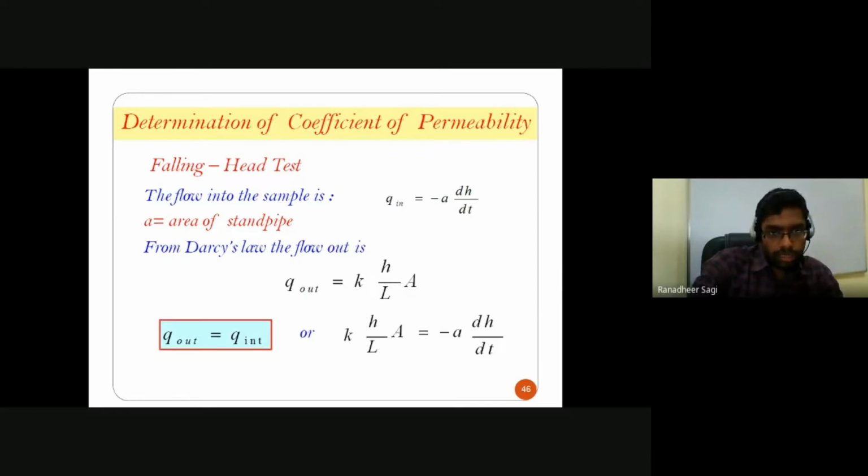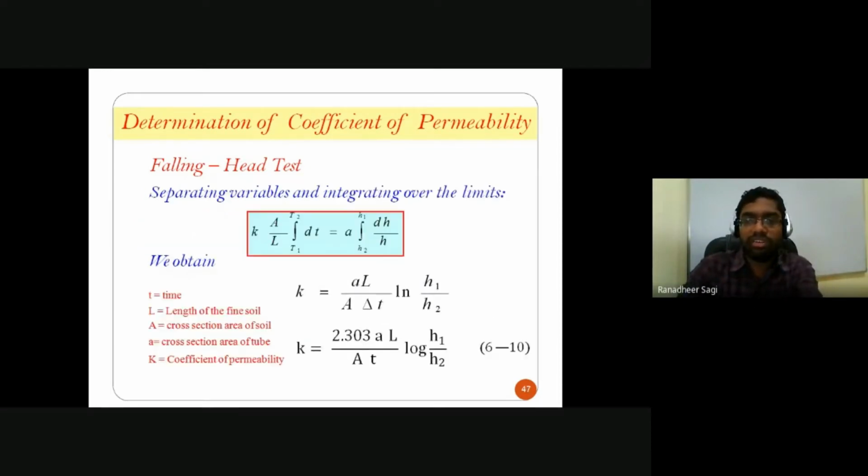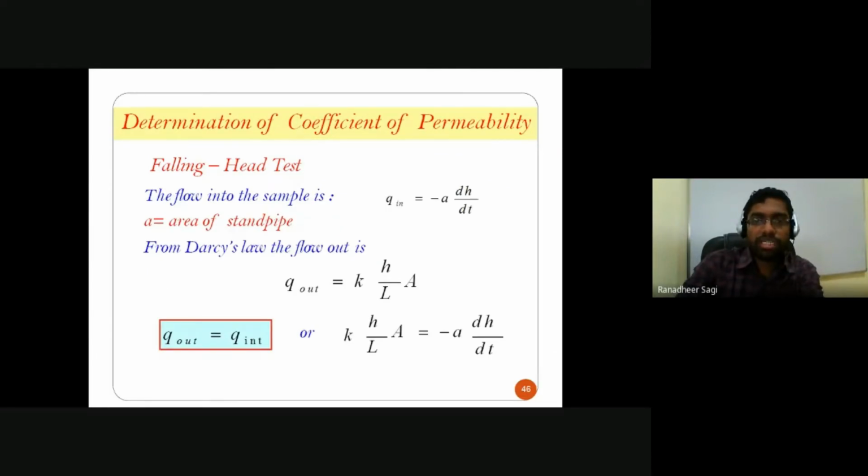So the flow rate coming out of the soil sample is nothing but the flow rate with which flow is entering into the soil sample: inlet, and this is outlet. If I try to equate these two equations, at the outlet it's k into h by L into A, and at the inlet it's minus a into dH by dt. If I segregate my terms of head drop, dH goes on one side, h on the other side, taking these terms onto one side and dt onto the other side, and then carry out integration. I'm just rearranging my terms as I told you.